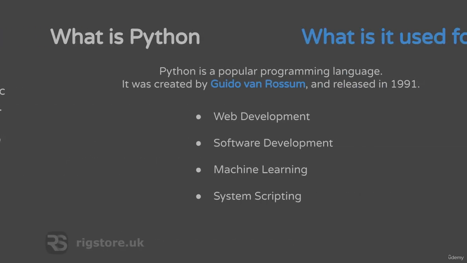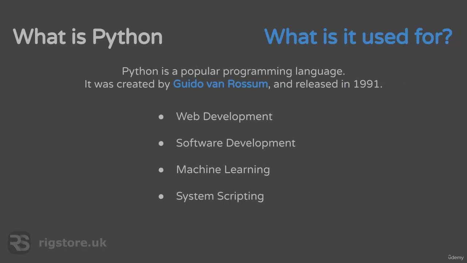What is Python and what is it used for? Python is a popular programming language, and it was created by Guido van Rossum and released in 1991. It's used for web development, software development, machine learning, and system scripting.